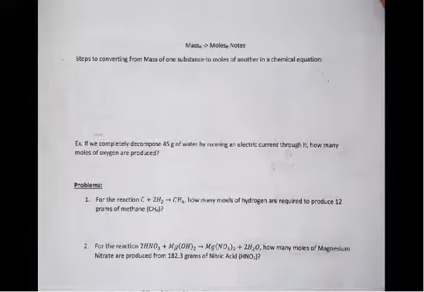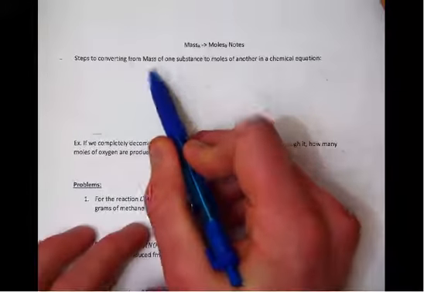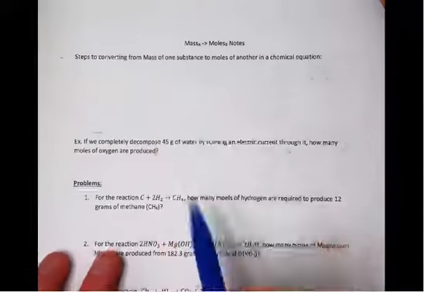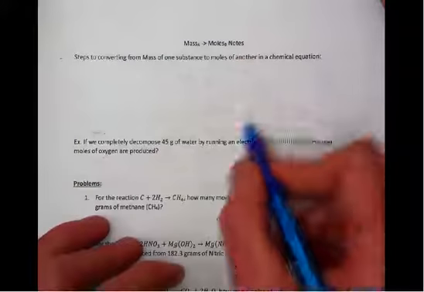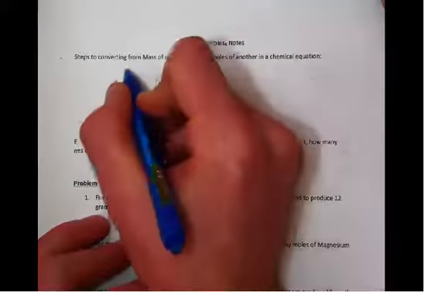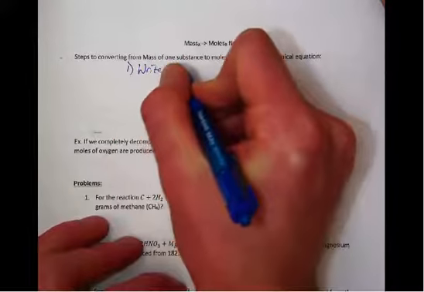We are going to convert from mass of one substance to moles of another. Just like before, we're going to follow our stoichiometric process, and I'm going to run through our rules while we go through a problem. So step one of converting from mass of one substance to moles of another in a chemical equation is to write the balanced chemical equation.